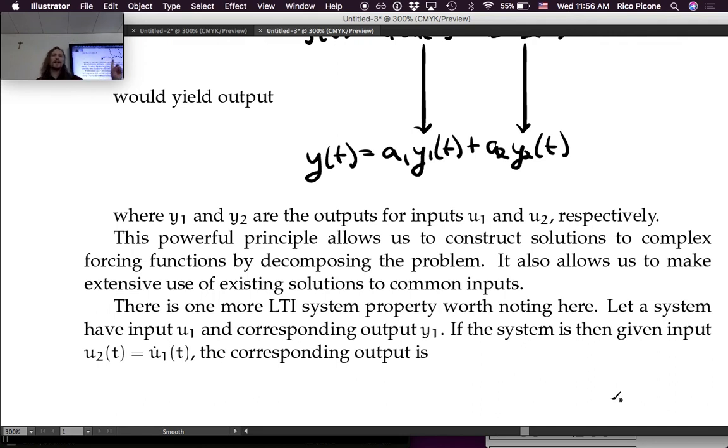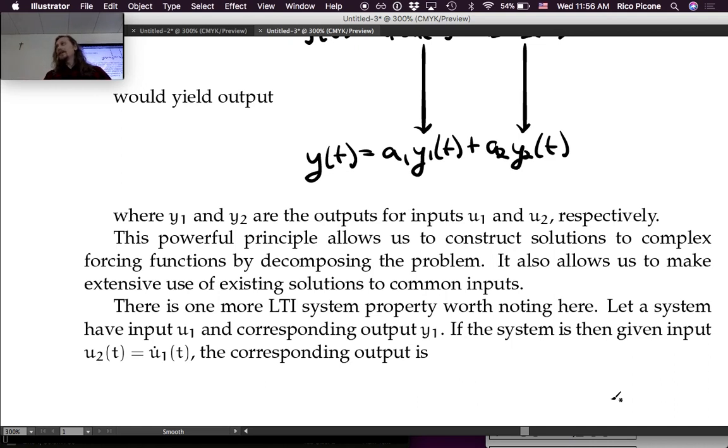Okay, so we're almost done. So this powerful principle of superposition, let's remember, applies only to linear time invariant systems. So if your parameter, like your mass, changes throughout the time the problem is effective, this doesn't necessarily apply. If it's a nonlinear system, like if you have a nonlinear resistor or something like that, or a spring that's nonlinear, you can't use this principle of superposition.